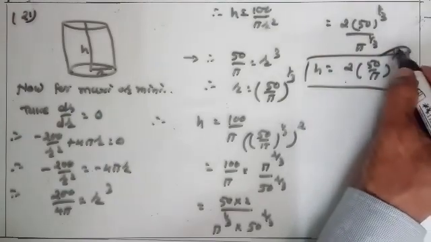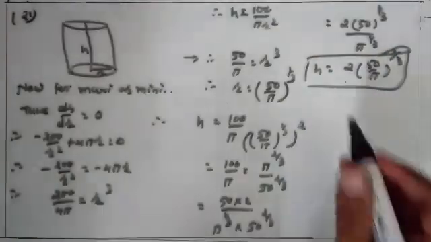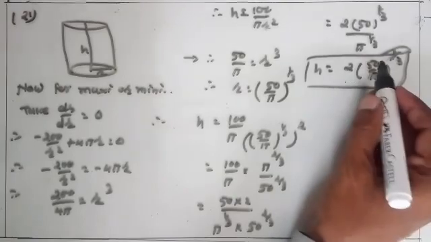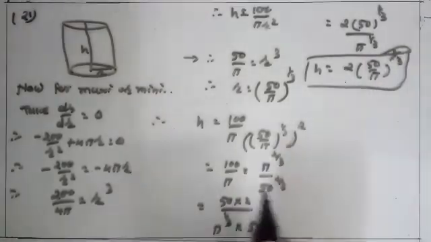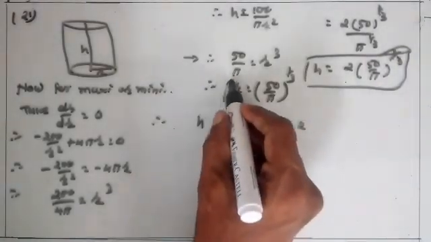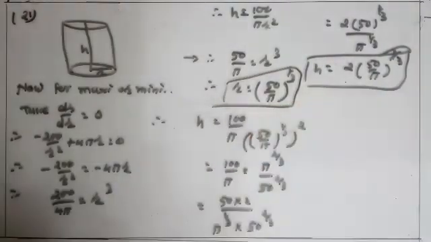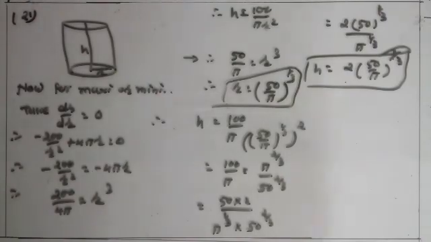So remember this height. So h is equal to 2 into (50 upon pi) raised to 1 by 3 and r is equal to (50 upon pi) raised to 1 by 3. This becomes the dimension of the can. Clear?